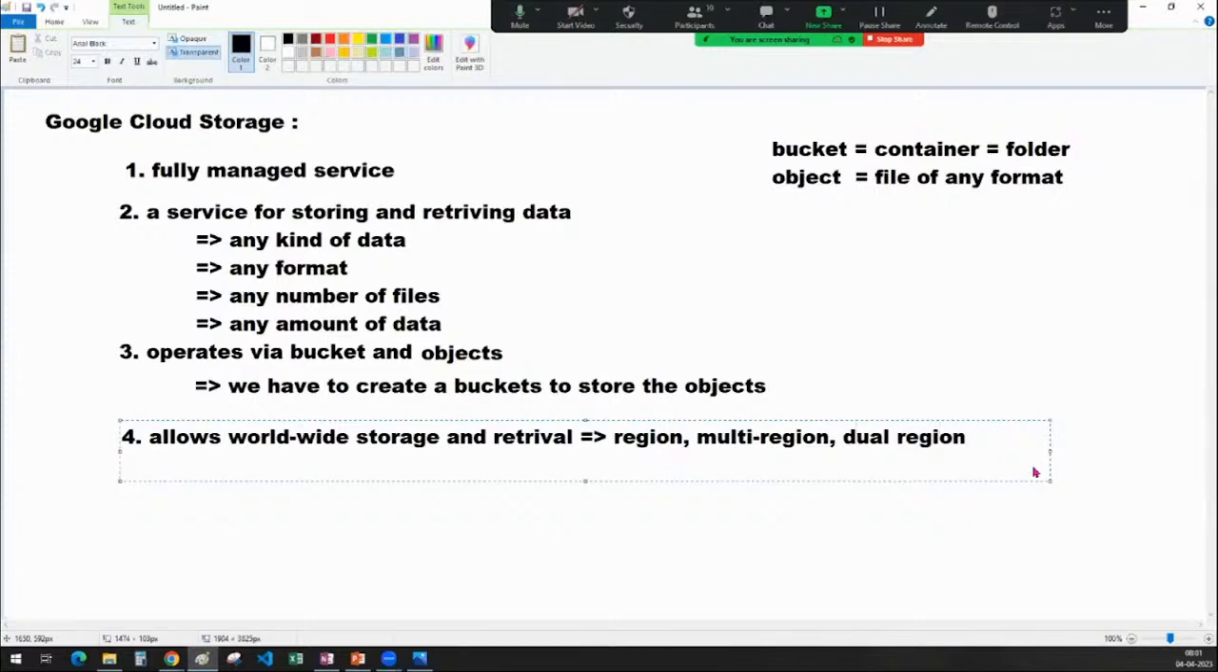If it allows worldwide storage and retrieval, what does that mean, sir? At any location you can store the data, and from any other location you will be able to retrieve the data, but you have to select a proper region, multi-region, or dual region. If you want to store and retrieve the data within the region, you can go for the region option. If you go for multi-region, the data will be retrieved across all the regions. And dual region means within two regions. Okay, we will see this difference.